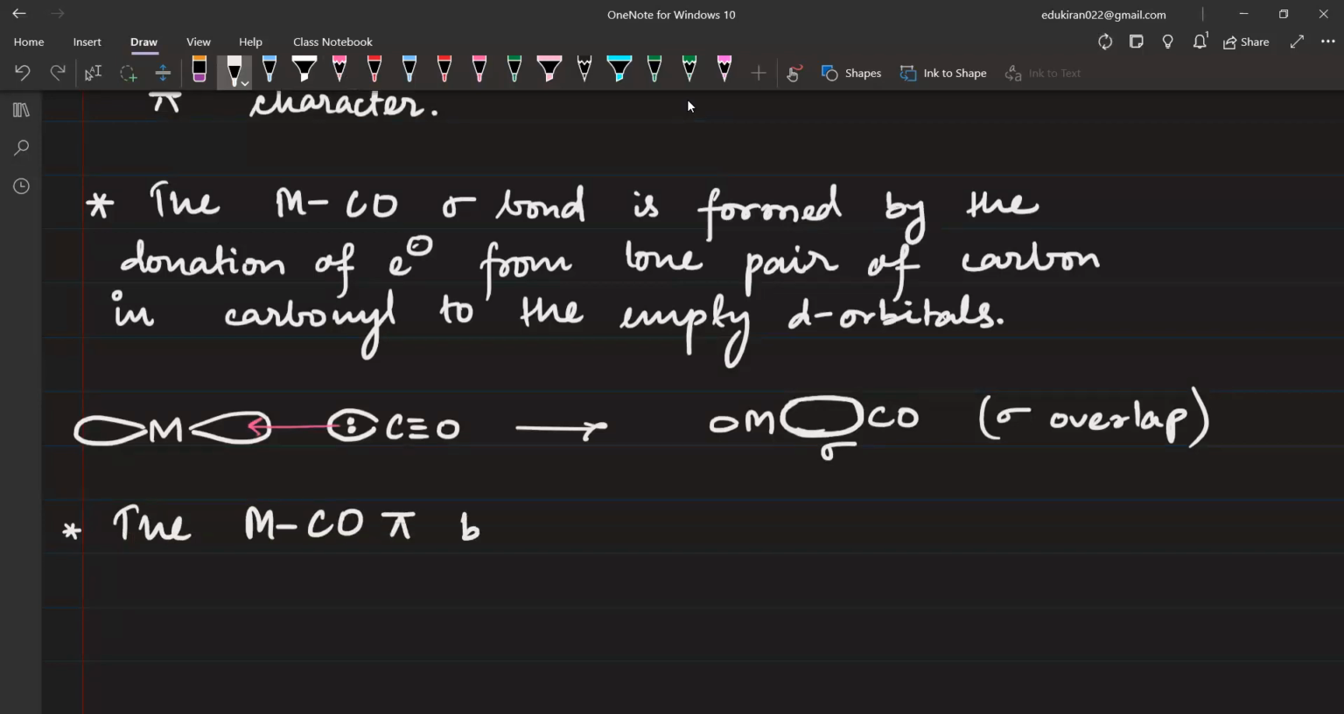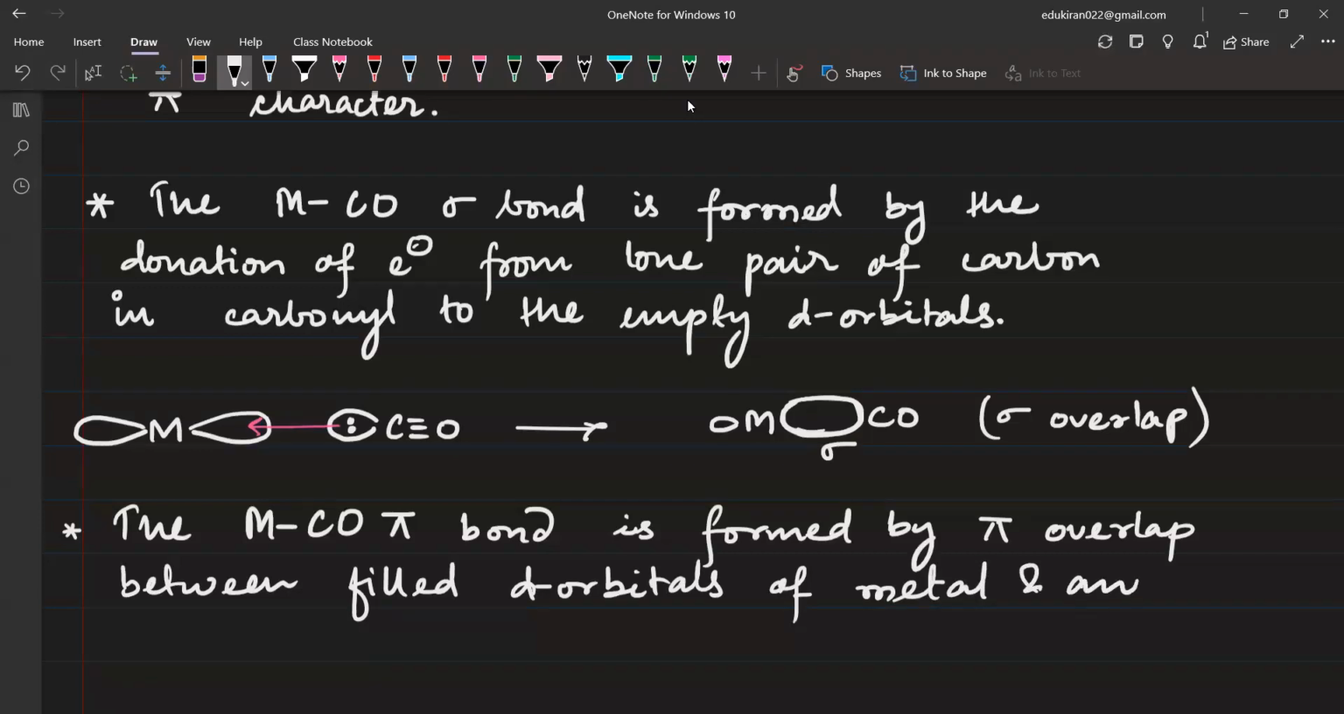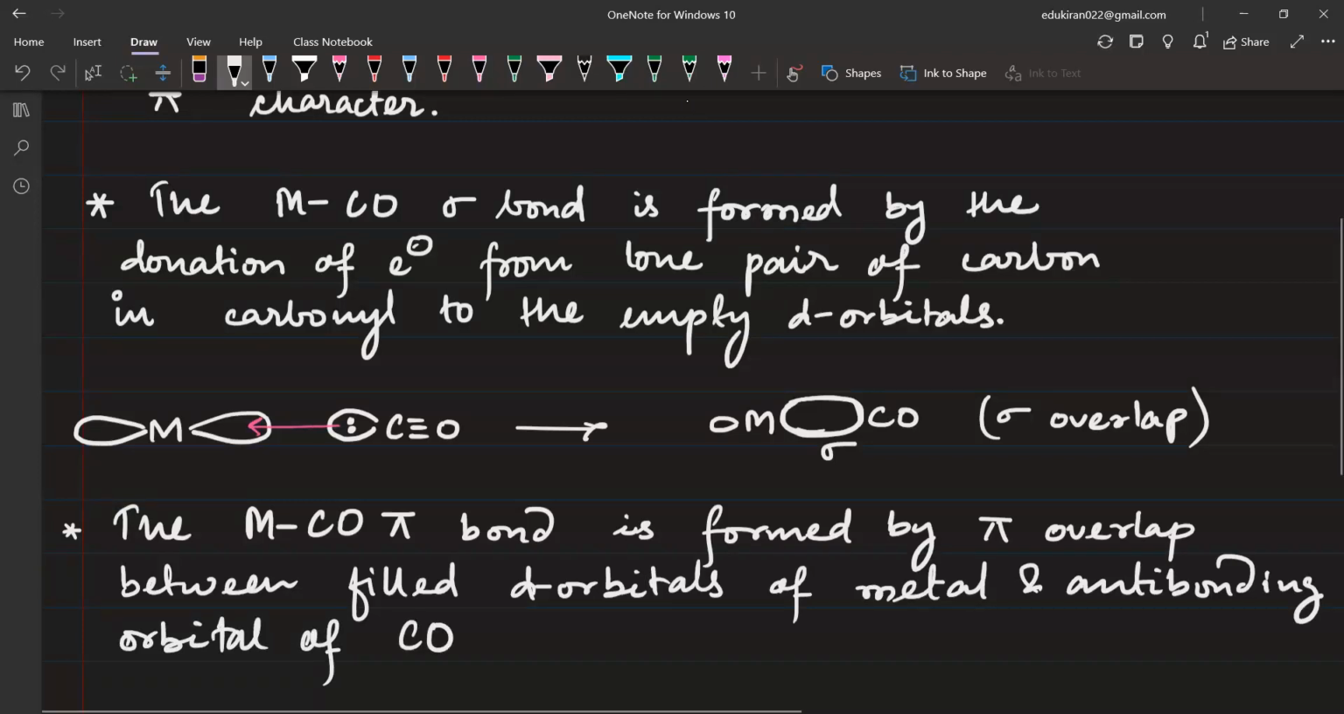Next point. The metal carbonyl pi bond is formed by pi overlap between filled d orbitals of metal and the anti-bonding orbital of CO.